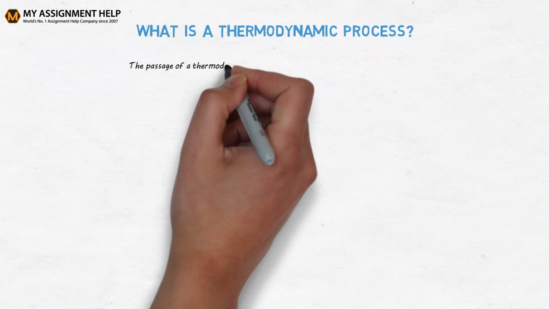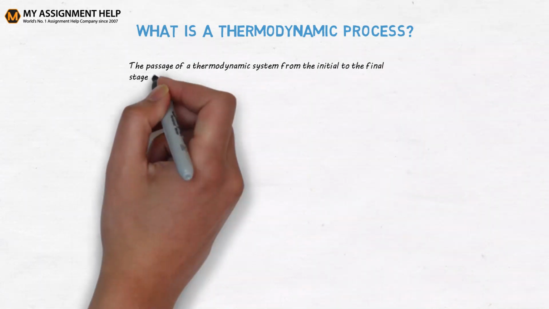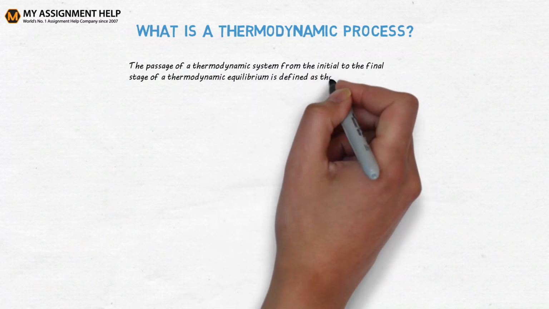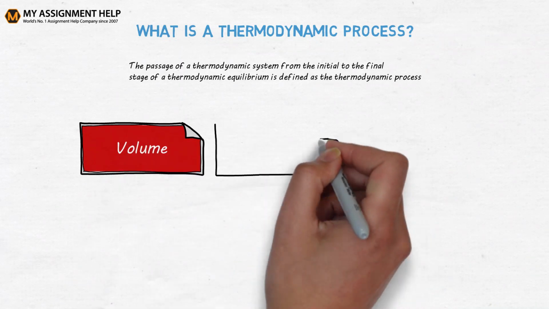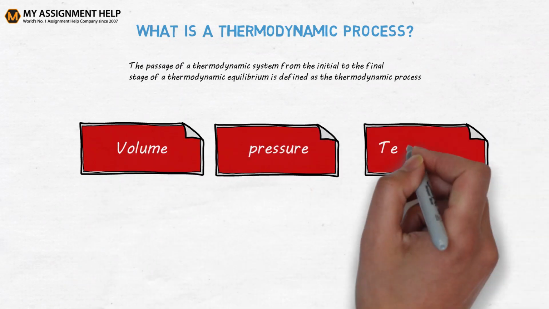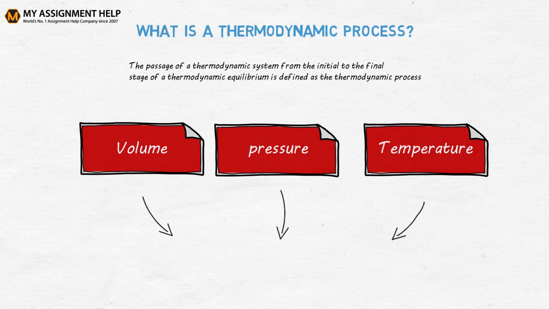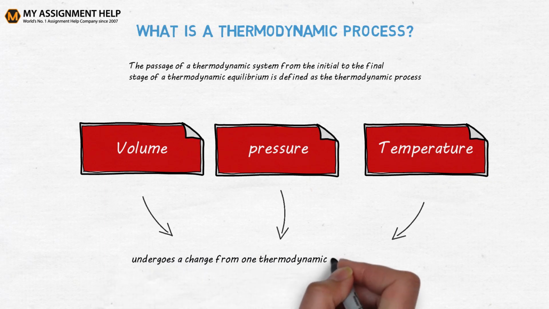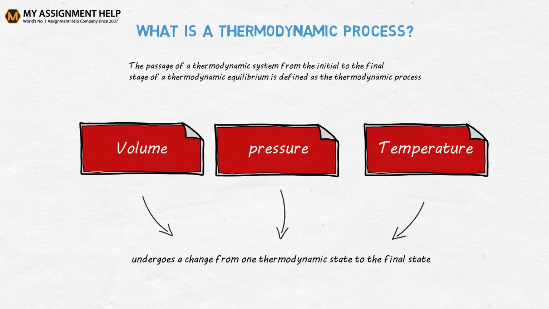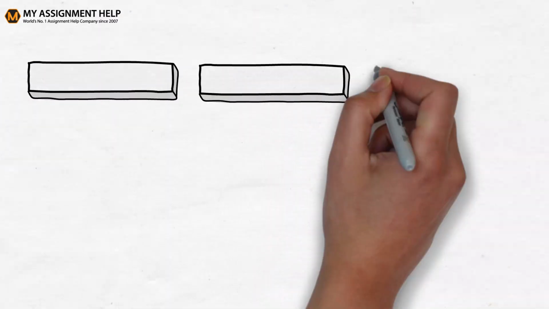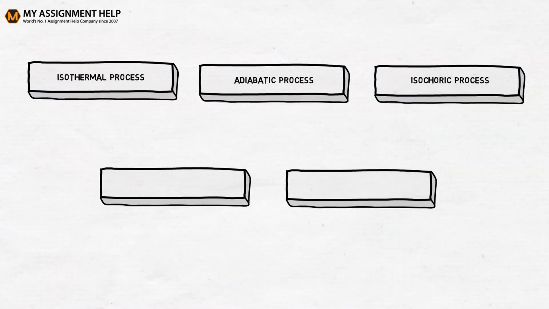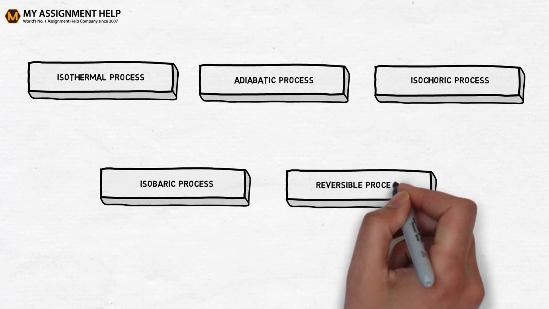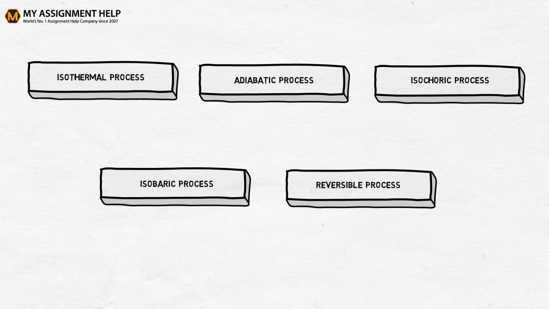The passage of a thermodynamic system from the initial to the final stage of a thermodynamic equilibrium is defined as the thermodynamic process. The system consists of certain properties like volume, pressure and temperature. The process undergoes a change from one thermodynamic state to the final state due to changes in properties like volume, pressure and temperature. The thermodynamic system includes isothermal process, adiabatic process, isochoric process, isobaric process and reversible process. Today, I will be explaining each of these processes.